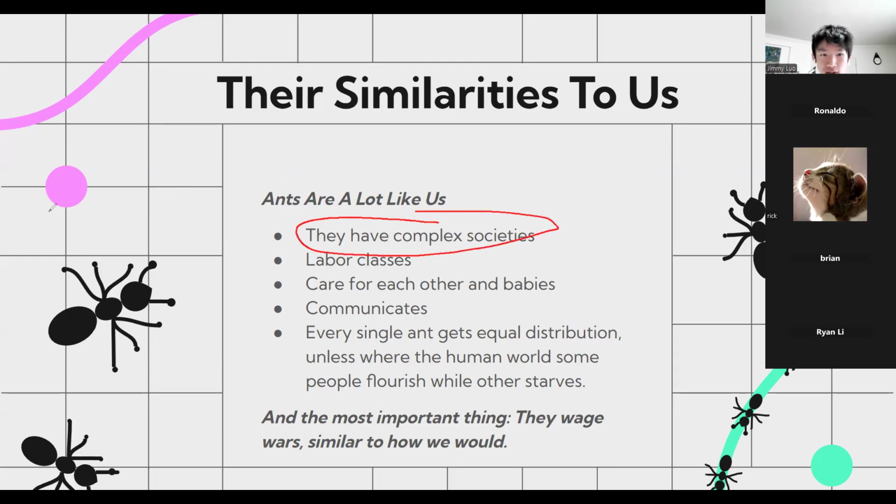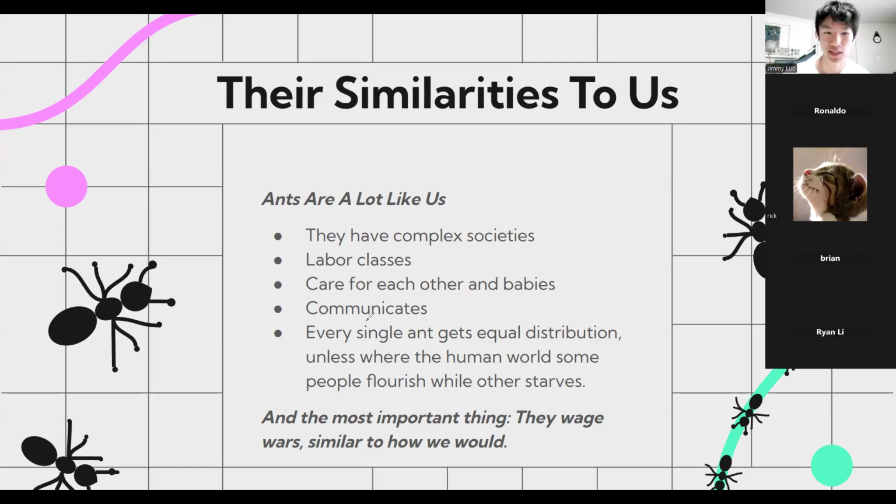They also have labor classes. If you don't know what labor classes are, it means that they have different types of ants that do different types of work. They also care for each other and their babies, which is what humans do. They also communicate, like humans do. I am communicating to you right now via Zoom.